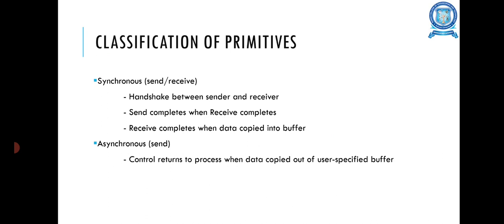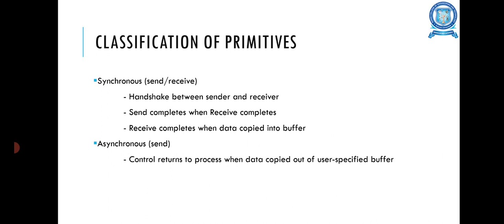The first one is synchronous. Synchronous means send and receive. The synchronous blocking mainly contains the handshake between the sender and receiver. Then the send completes when the receive completes. Then the receive completes when data is copied into the buffer. These are the important factors included under synchronous.